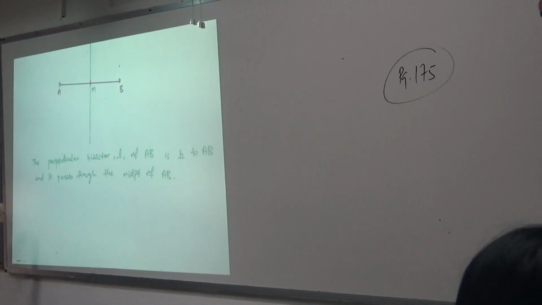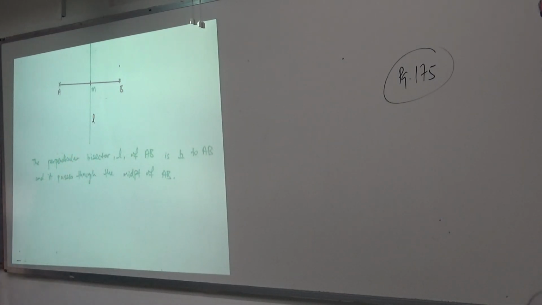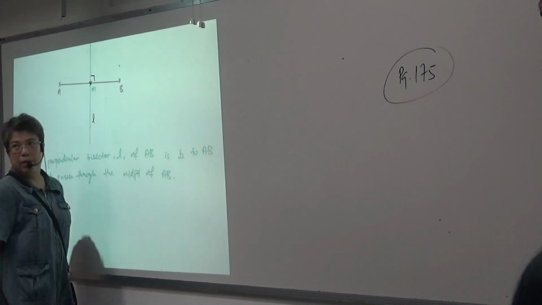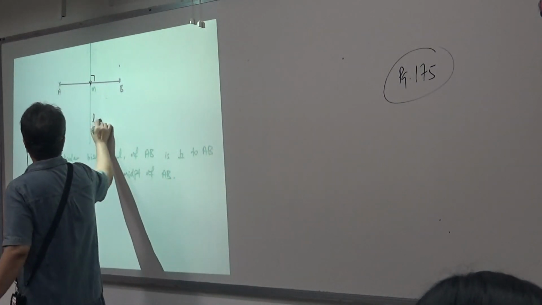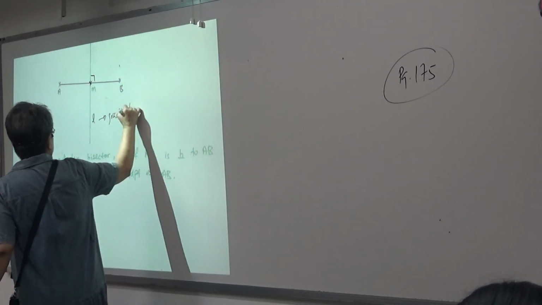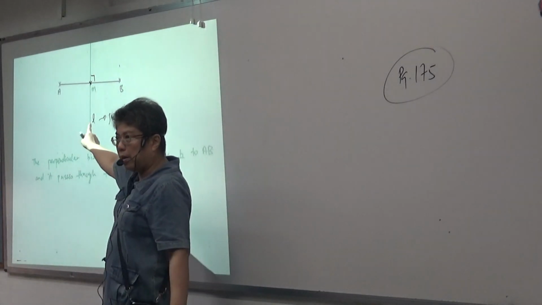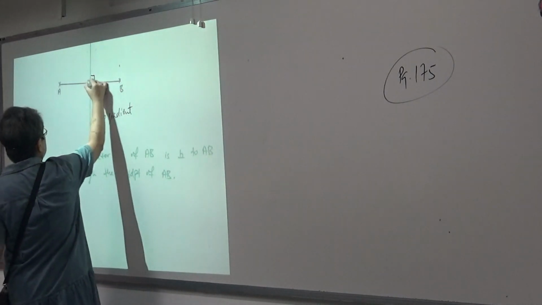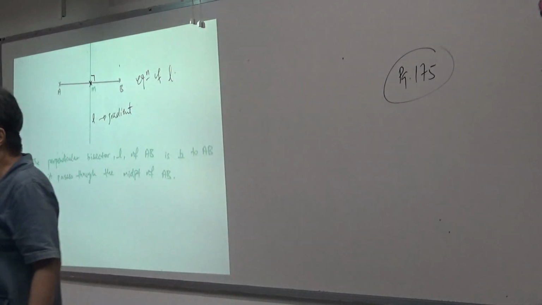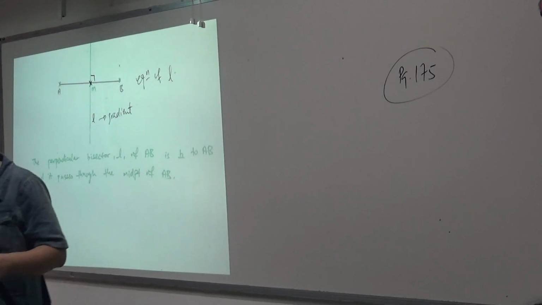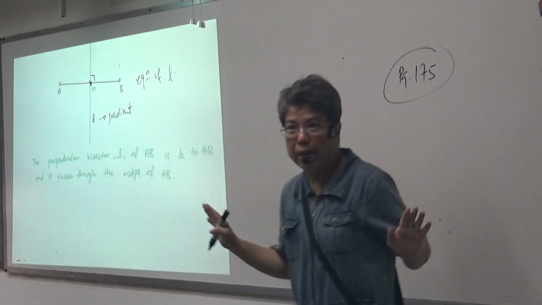The perpendicular bisector L, now this is L, of AB is perpendicular to AB. That means this is 90 degrees to AB, okay? And it passes through the midpoint of AB. Understand? Because of that, I am able to find the gradient of L. Am I right? Because I know AB, and because it passes through this point, I can find out the equation of the perpendicular bisector. Can you see? Okay? Alright, so this is the basic story of a perpendicular bisector.